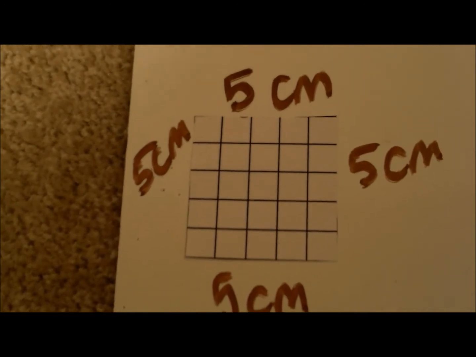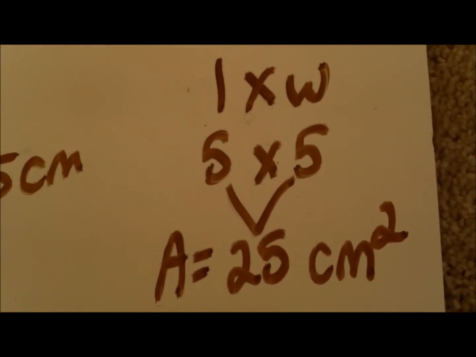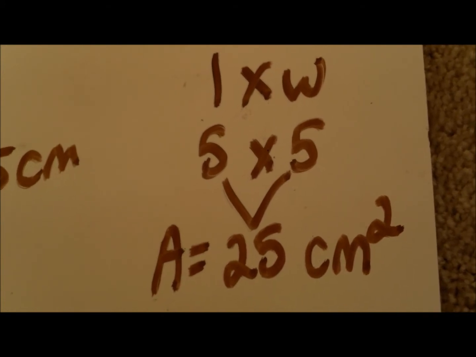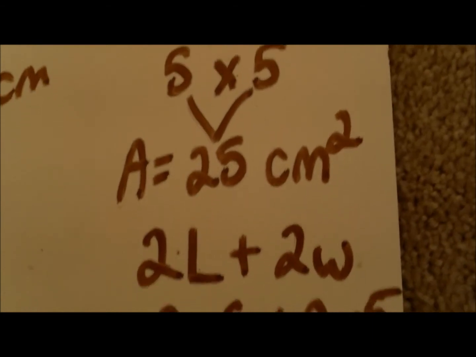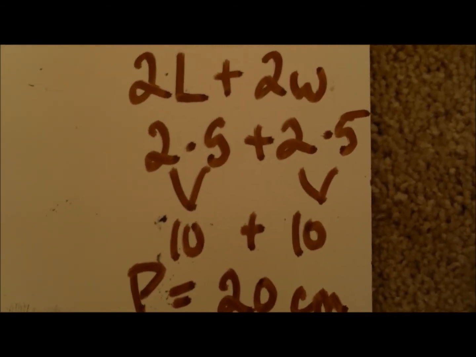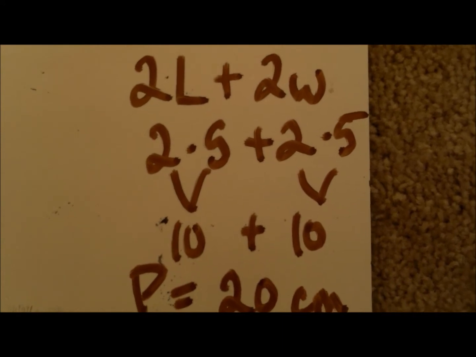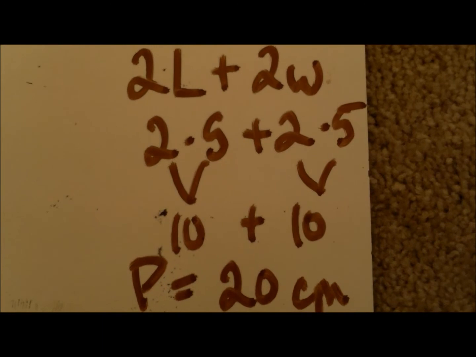The area of this grid would be length times width, which is 5 times 5, to equal an area of 25 centimeters squared. The perimeter is 2 length plus 2 width, so 2 times 5 plus 2 times 5, and that would be 10 plus 10 for the perimeter to equal 20 centimeters.